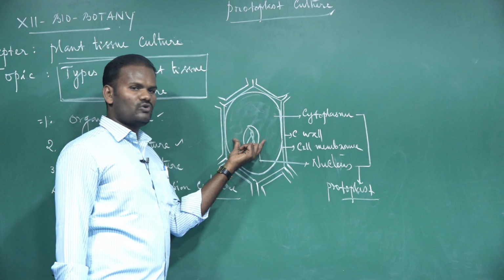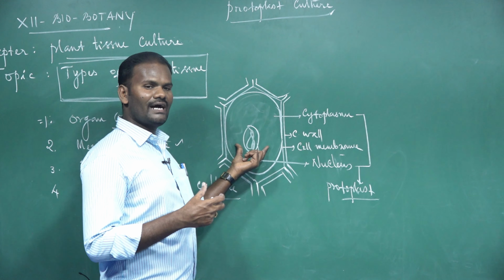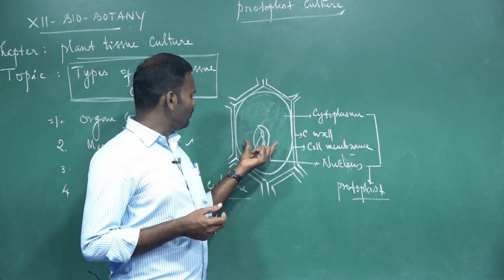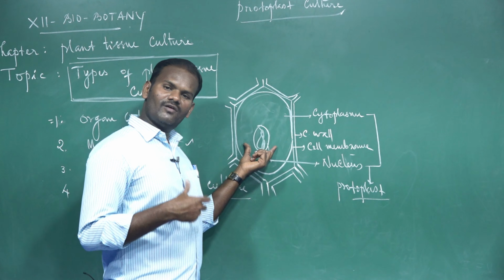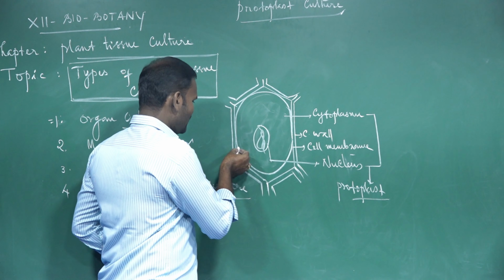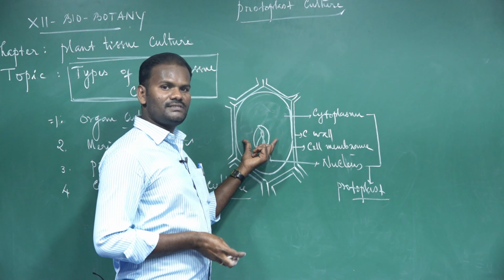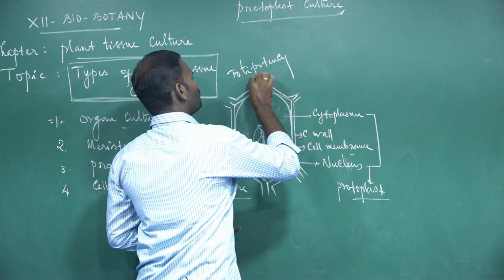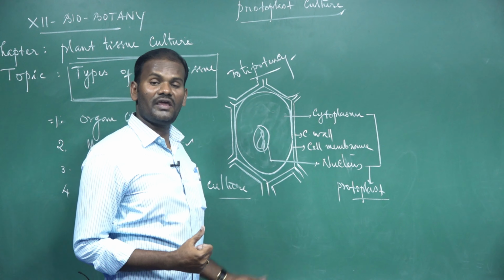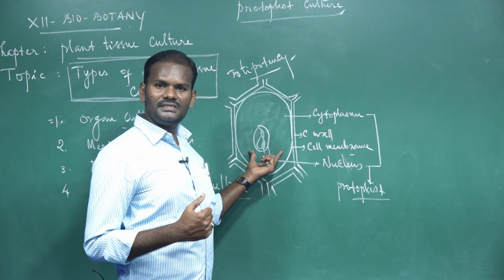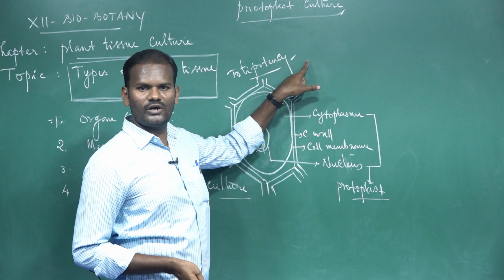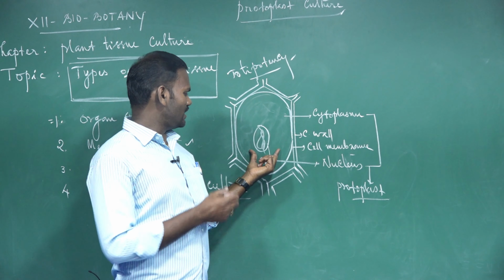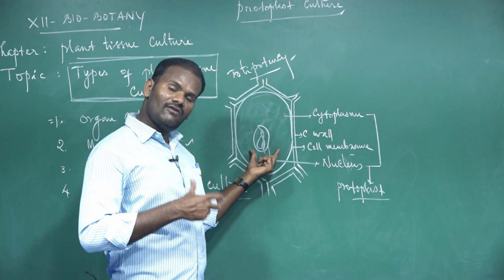So the isolated protoplast can develop into an entire or whole plant body. It is an important new technique. How to develop an entire plant body? The protoplast is isolated. The isolated protoplast is totipotent. You know what is called totipotency? The inherent potential of any living plant cell to develop into an entire organism is called totipotency. This protoplast is totipotent. The isolated protoplasts are used to develop the whole plant body.